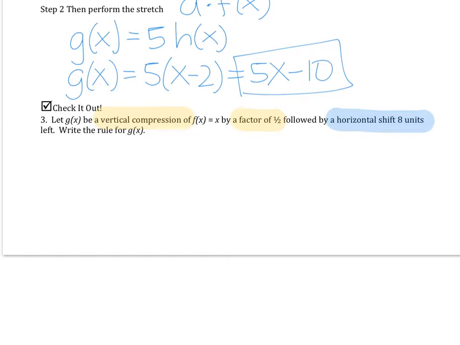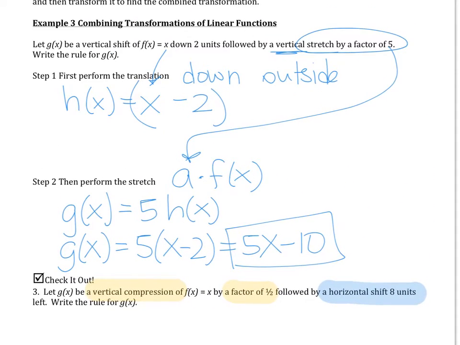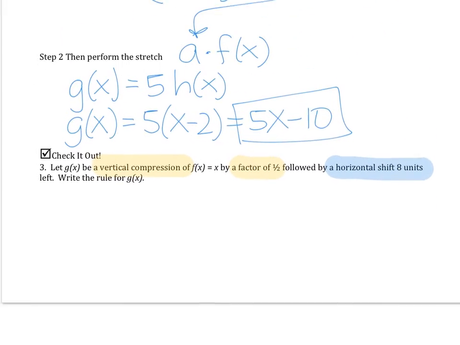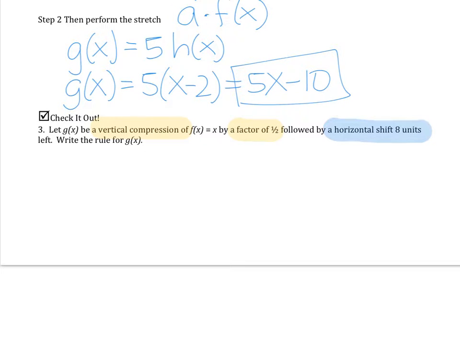So the first thing we do is a vertical compression. A vertical compression means I take the whole function and create a new function. I'm going to call it h of x. I take the whole thing times that factor. What is the whole thing? The whole thing, and if you need to, you put it in parentheses, is only x. So it's just 1/2 x.